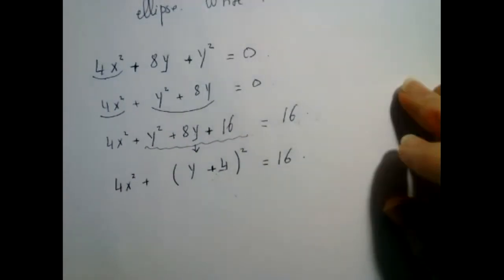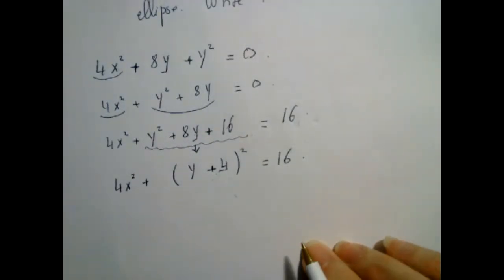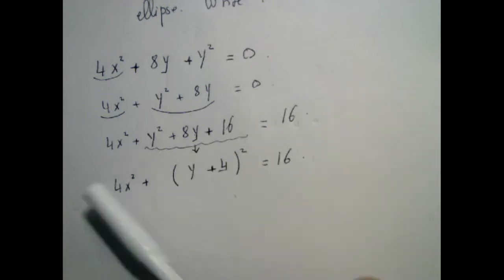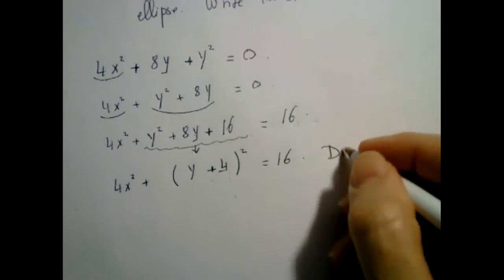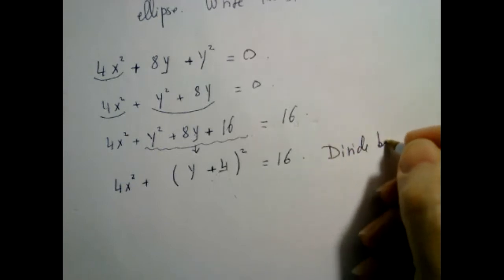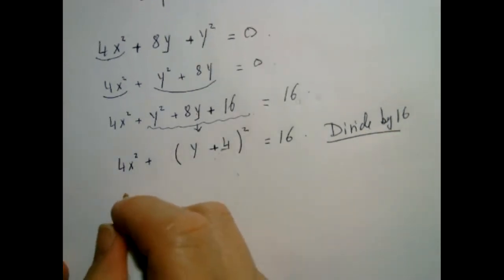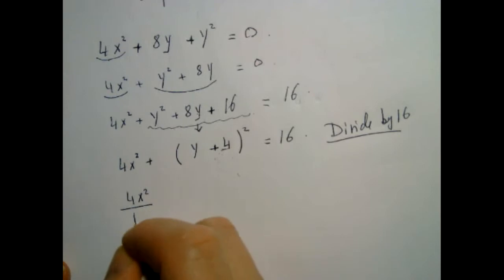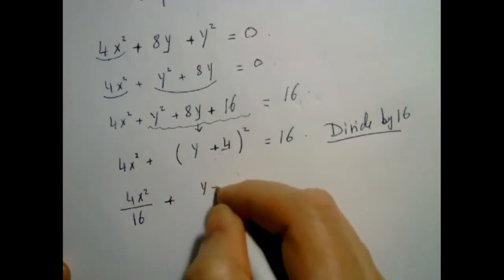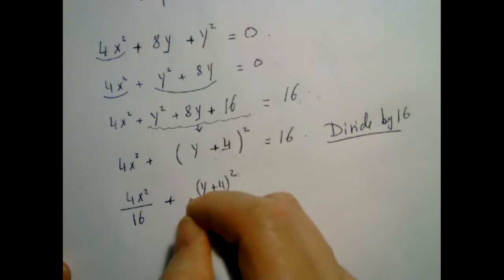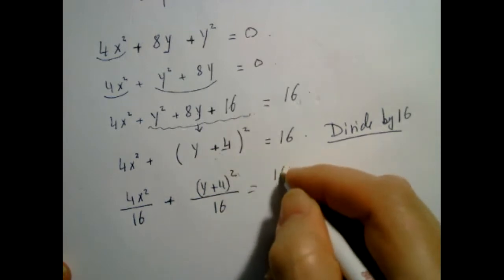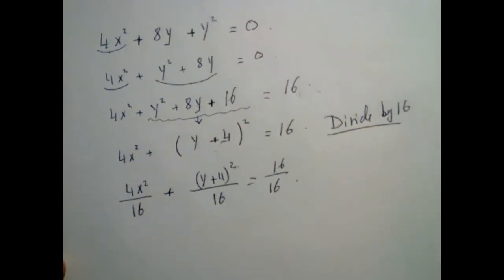Now, how can I make this into the equation of an ellipse? What shall I do? I better you guys answer my questions. Anthony, what shall I do now? Now we're going to divide by 16. Hopefully we can get exactly a circle. So we divide by 16, I will have 4x squared over 16 plus over 16 equal to 16 over 16.